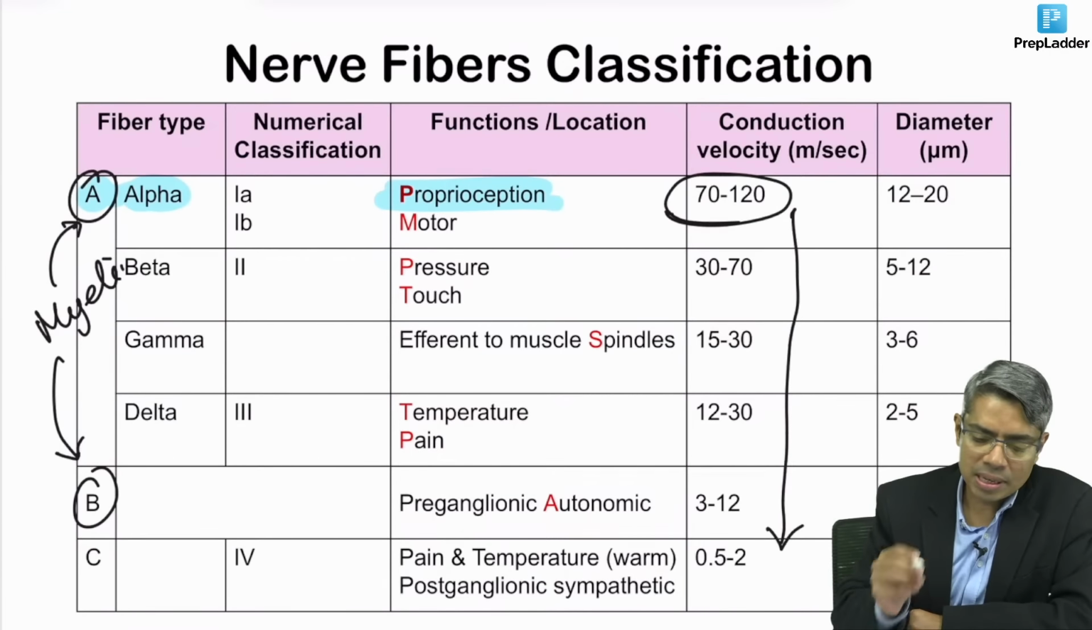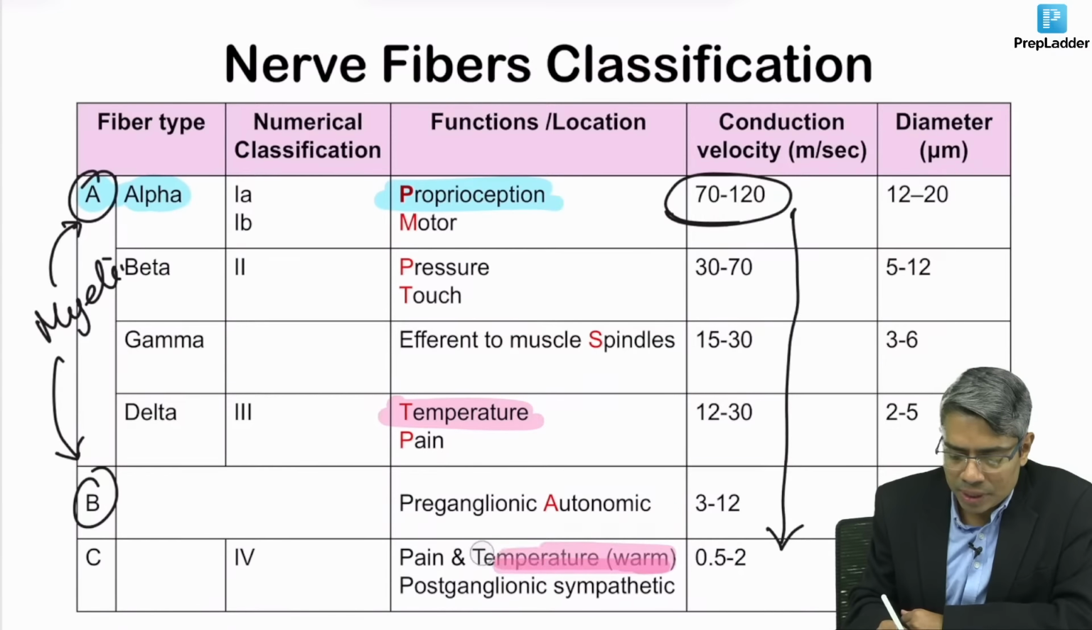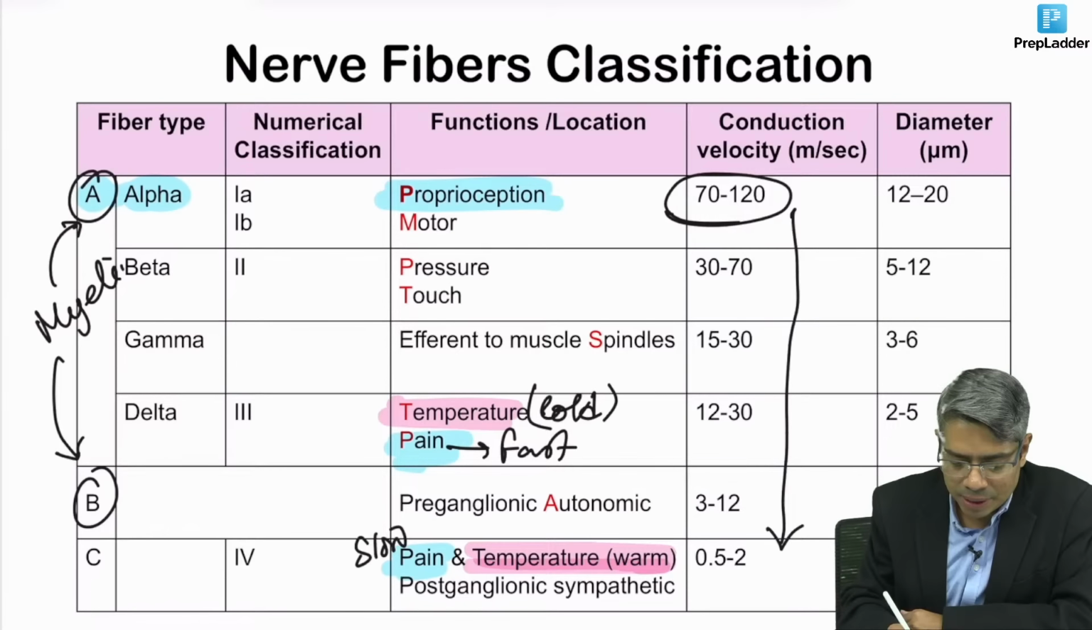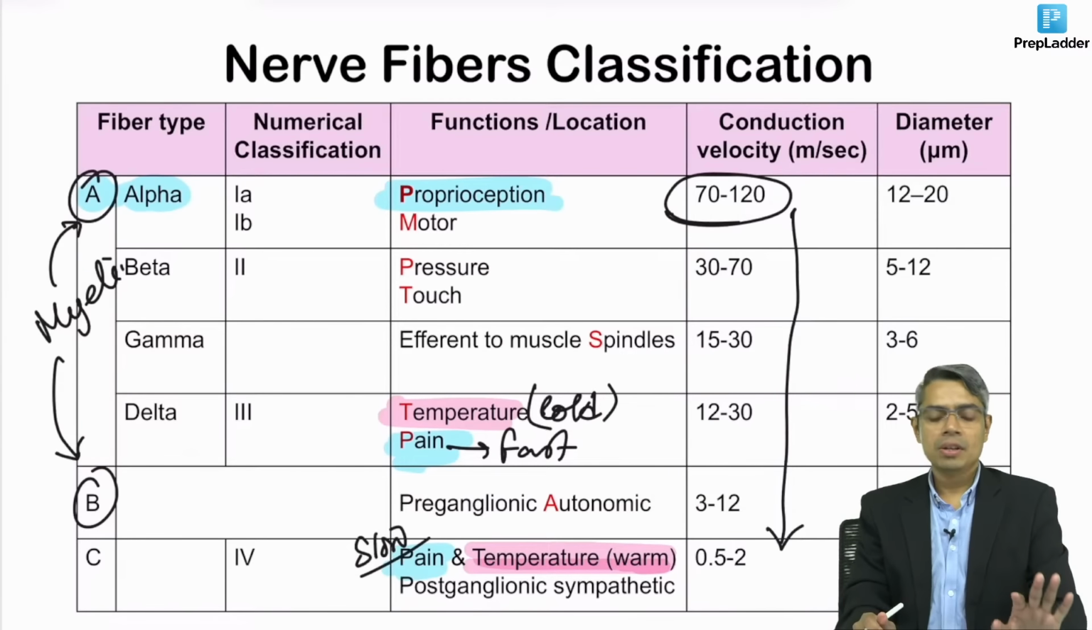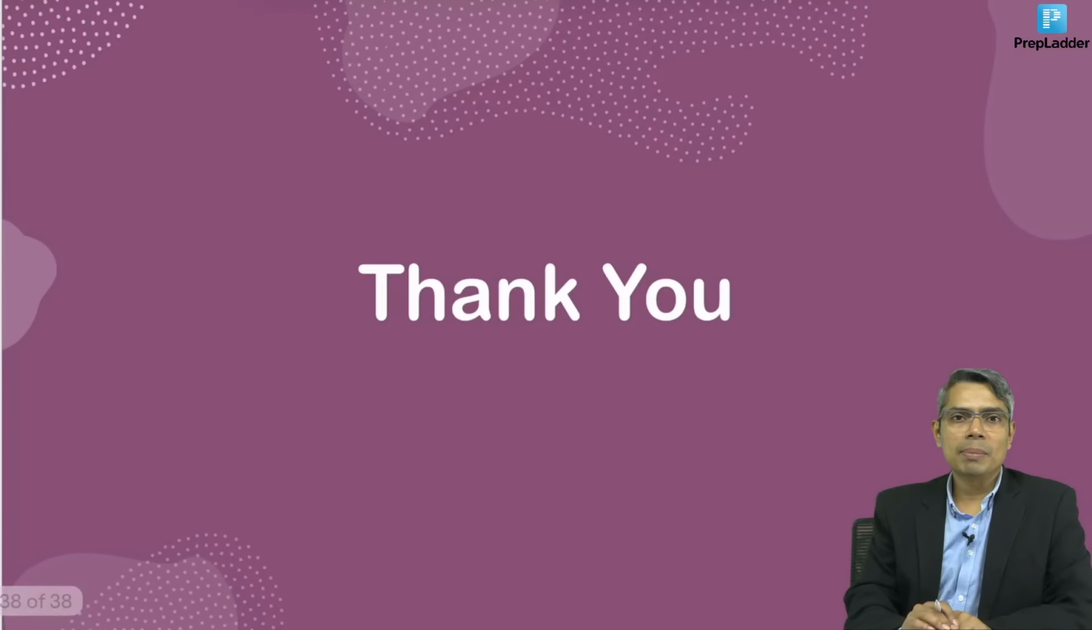Along with that, you must remember that pain and temperature is carried by which fiber. So, A delta is also for temperature, okay, but look at here, if the temperature is warm, then it is the C fiber, but if the temperature is cold, then it is the A delta fiber. And then pain. Pain is also carried by A delta and C fiber, but there is a difference. The A delta fiber mediated pain is the fast pain, and C fiber mediated pain is the slow pain. Very good. Okay. So, this table classification of nerve fiber is also important.